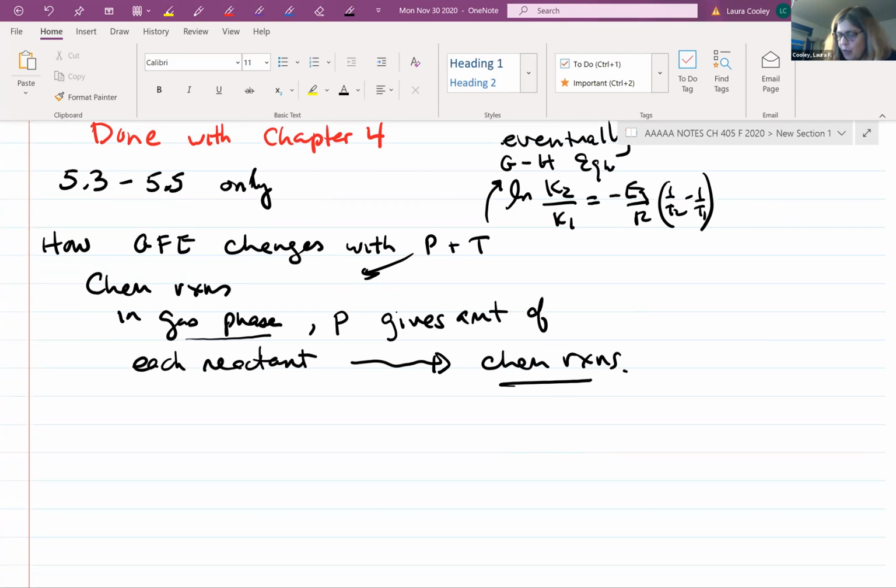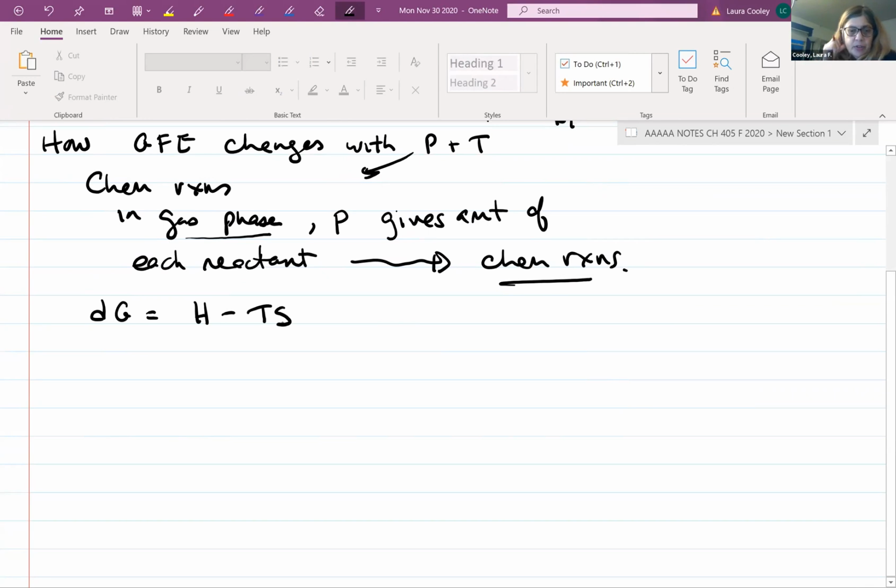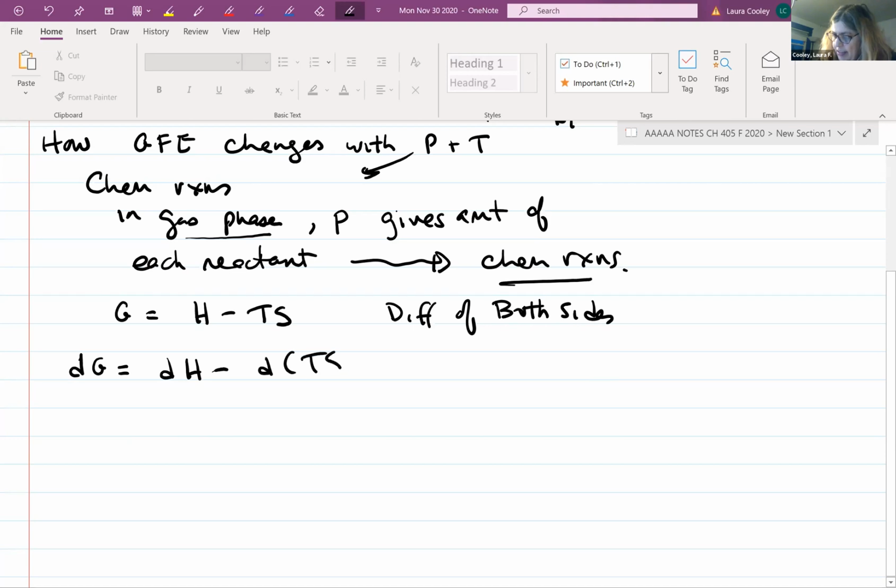So in chapter 5, we're going to start with the definition of the Gibbs free energy. And we're going to then, sorry, this is the definition without the d. And then we're going to take the differential, like we often do, of both sides. So we'll have dG is dH minus d(TS). And then we're going to do the typical thing that we always do, which is to use the product rule and differentiate term by term. So we'll get TdS and SdT.